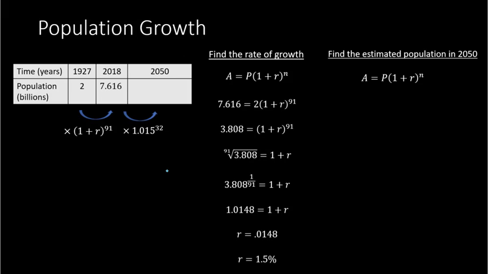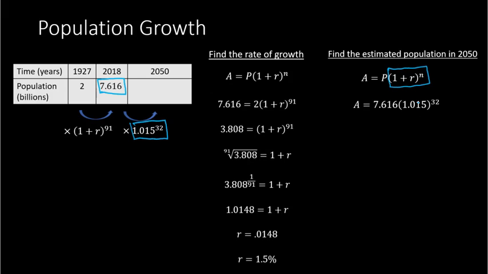So we, again, can use the formula where the amount by the end of 2050 equals the original population times the 1 plus r to the n power. All right, so the original population we're starting with is 7.616. That's going to be your p. And then 1 plus r, we already basically did that right here. 1 plus r is 1.015. Raise it to the n power, that's going to be 32. So that right there is going to be this part, the 1 plus r to the n power. So we take 7.616 times 1.015 to the 32nd power.